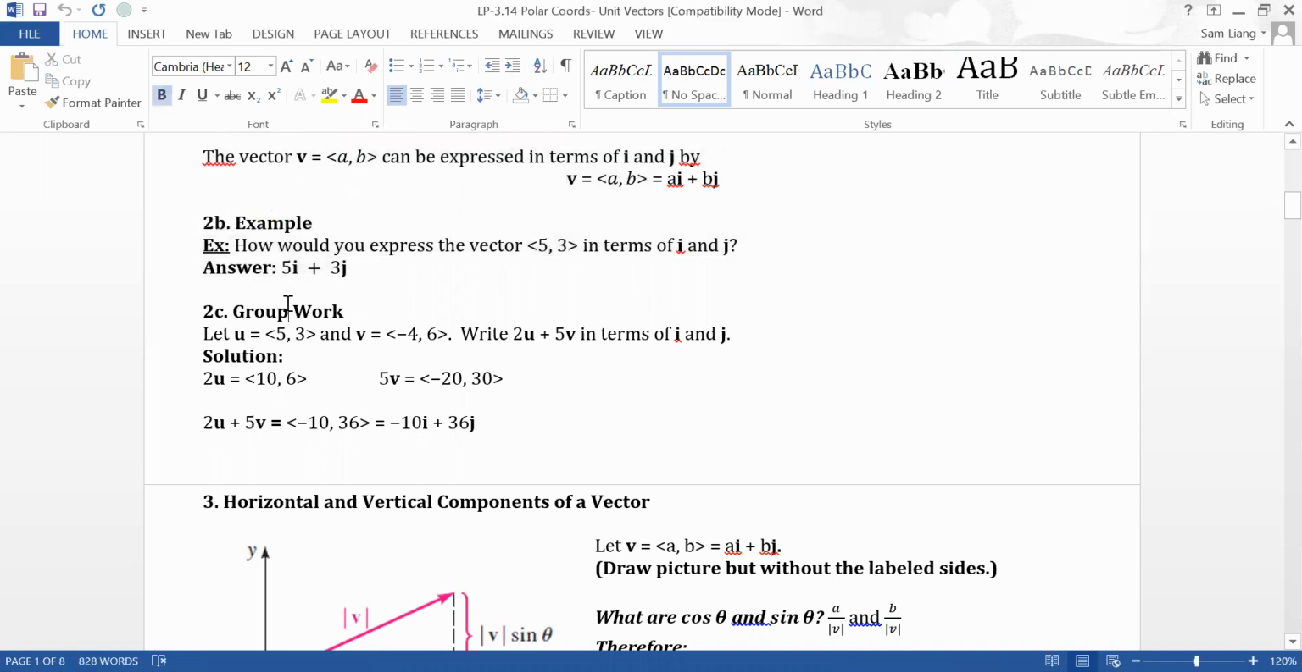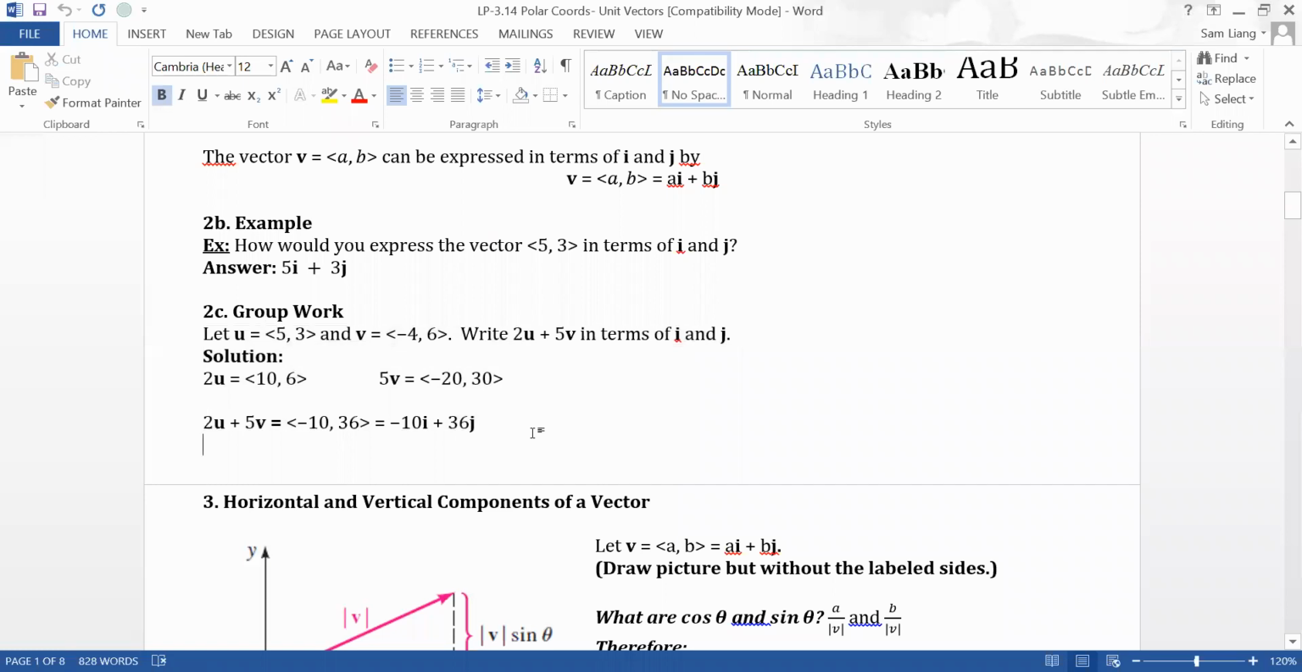Outside of that, let me follow up with this group work question, which I would normally have you do in class, but with the shortened periods, I'll just go through it right now. So here we have u equals 5 comma 3 and v equals negative 4 comma 6. Write 2u plus 5v in terms of i and j. Okay, so 2u is 10 comma 6, 5v is negative 20 comma 30, right? And then if you add them together, 10 minus 20 is negative 10, and then 6 plus 30 is 36. And if you express that in terms of unit vectors, you get negative 10i plus 36j.